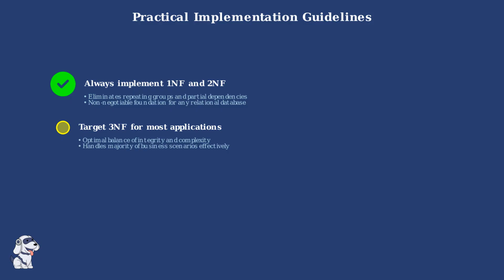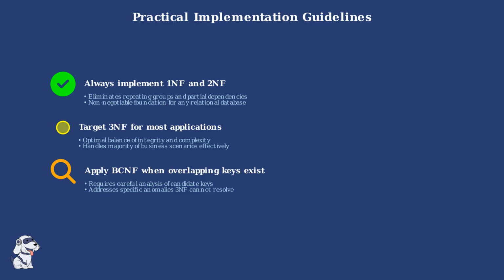Target third normal form for most business applications. This level provides excellent data integrity while remaining practical to implement and maintain. It handles the majority of real-world scenarios effectively. Apply Boyce-Codd normal form only when you identify overlapping candidate keys in your design. This requires additional analysis but resolves specific anomalies that third normal form cannot address.